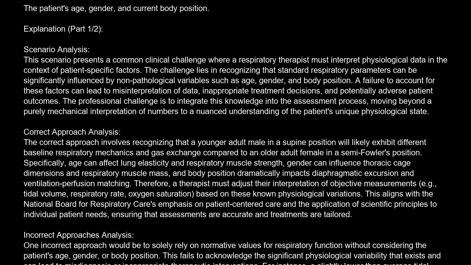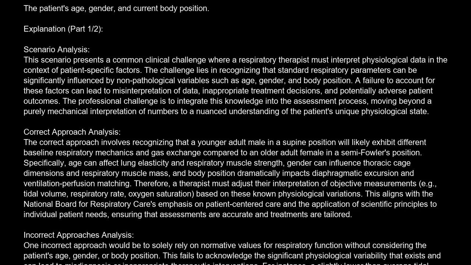Therefore, a therapist must adjust their interpretation of objective measurements, e.g., tidal volume, respiratory rate, oxygen saturation, based on these known physiological variations. This aligns with the National Board for Respiratory Care's emphasis on patient-centered care and the application of scientific principles to individual patient needs, ensuring that assessments are accurate and treatments are tailored. Incorrect approaches analysis.